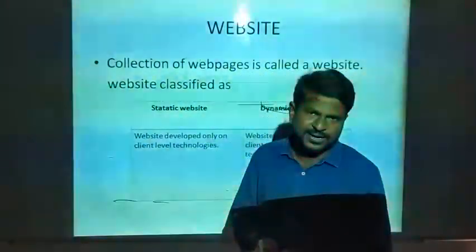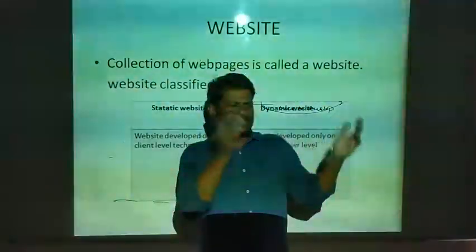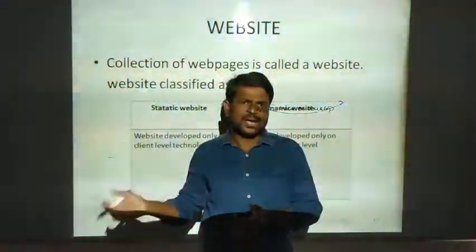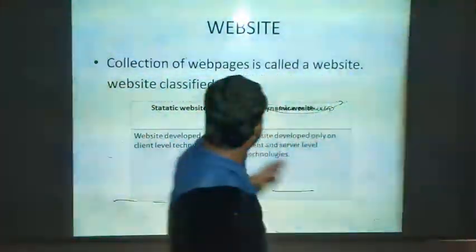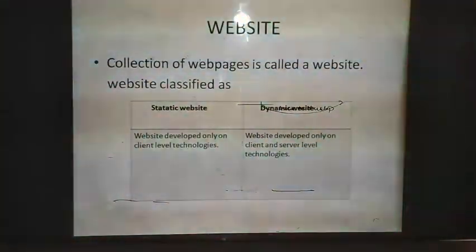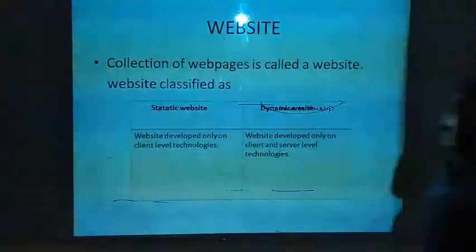If you open any website like www.usmaniuniversity.in, you will see many web pages related to syllabus, staff and exam notifications. Those all are web pages. So a collection of web pages is called a website.